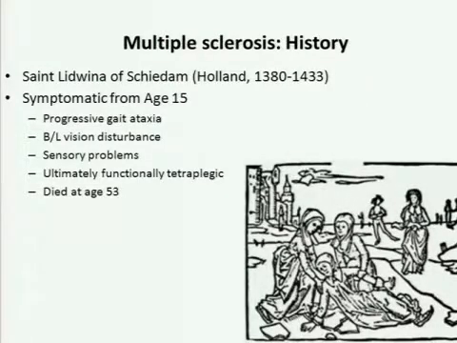So multiple sclerosis may have been around or recognized as early as the 1300s. There is anecdotally a story about St. Ludwina of Schiedam in Holland. And at age 15, she was unable to support herself skating and then developed progressive gait ataxia, bilateral vision disturbance that was relatively severe, and then sensory problems, and ultimately became functionally tetraplegic and died at age 53.